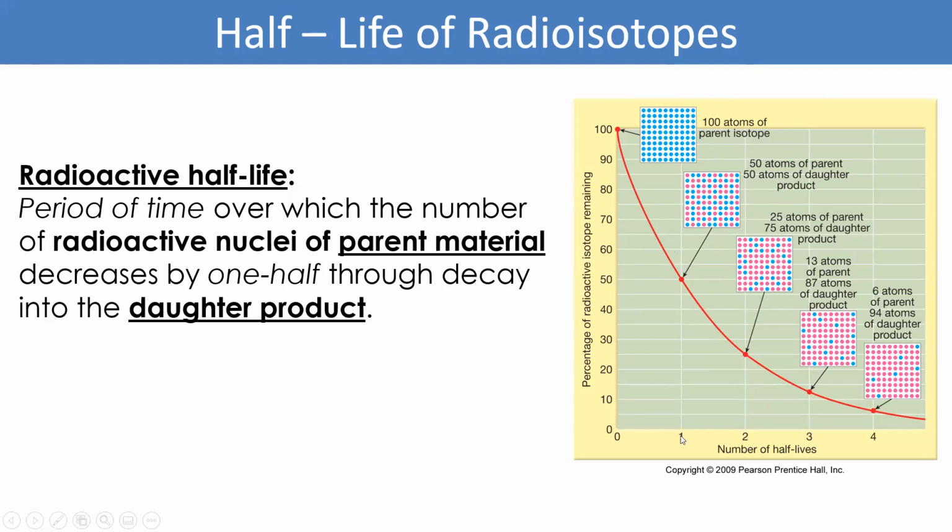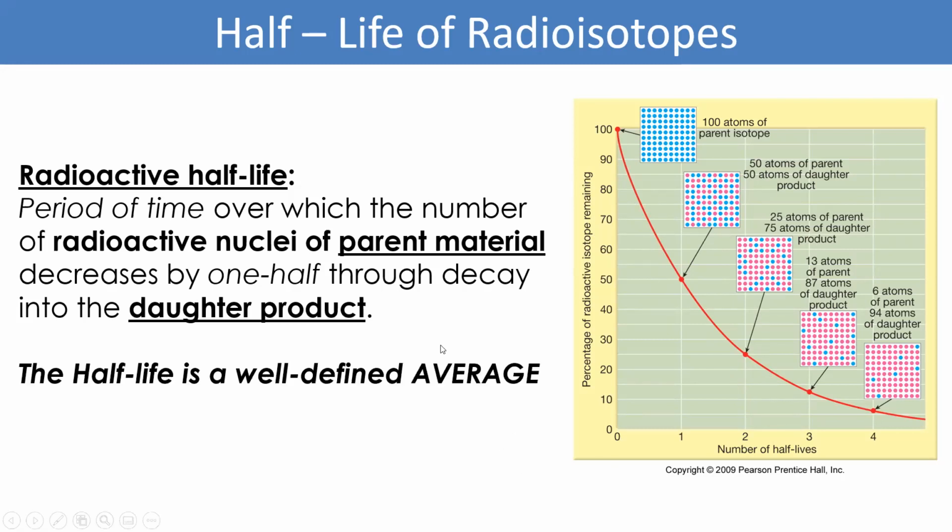So that's the first half-life. Then we're going to do it again. We're going from 50-50 to 25 atoms of parent to 75 atoms of the daughter product. That's another one. That's the second half-life. So if we're able to calculate and count the number of half-lives, since this happens at a constant rate, we can establish the time that it has taken for those half-lives to take effect.